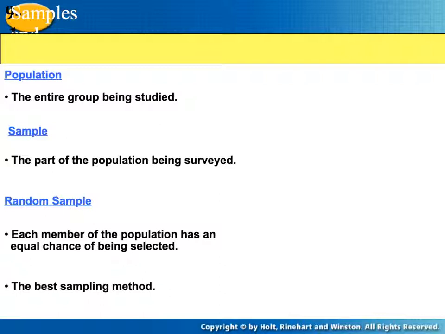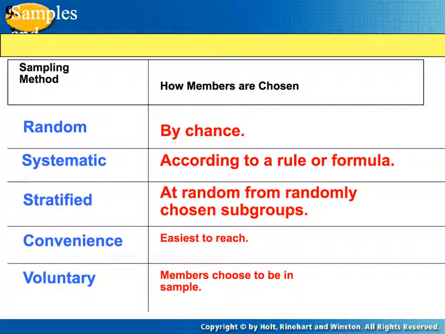Okay? The last thing is a random sample. In a random sample, each member of the population has an equal chance of being selected. This is the best sampling method. If it is a random sample, it is the best type of sampling method. Now, there are other types of sampling methods, which you will see on the next slide. And here they are. There's random, systematic, stratified, convenience, and voluntary. So I want you to pause the video right now, and I want you to write this down.